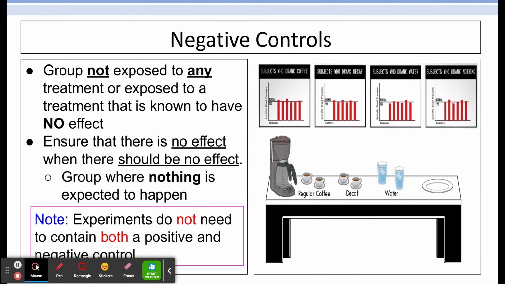So again, experiments do not need to contain both positive and negative. Most of the time you'll only see one. Sometimes you'll see two, especially if it's a really expensive experiment.